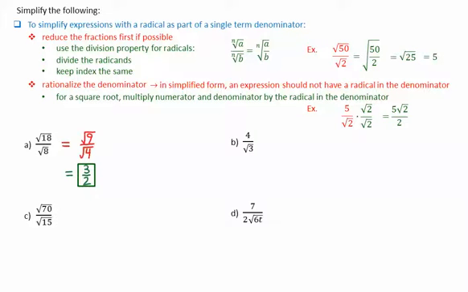For question B, there's no way that we can reduce the fractions here, but we do have a radical in the denominator. In this case, we have to multiply the numerator and denominator by root 3. This right away gives us our result of 4 root 3 over 3. Note that root 3 times root 3 is simply equal to 3.